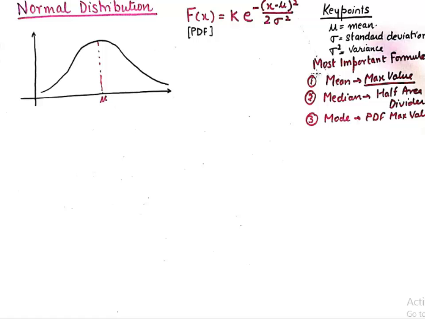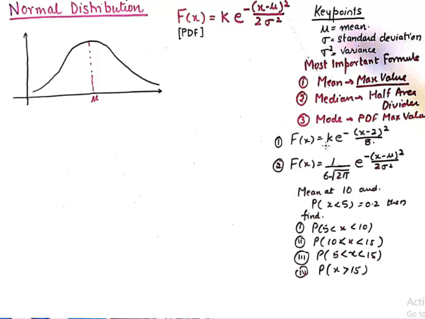I've already discussed this point that you'll find the mean right at the center of this bell curve, the normal distribution curve or the Gaussian curve, and the mean will take up the maximum value also. And mode is, by the way, the maximum value of this probability distribution function, and median is the point where the area is divided into half. Now let's take a look at two different questions that could appear.